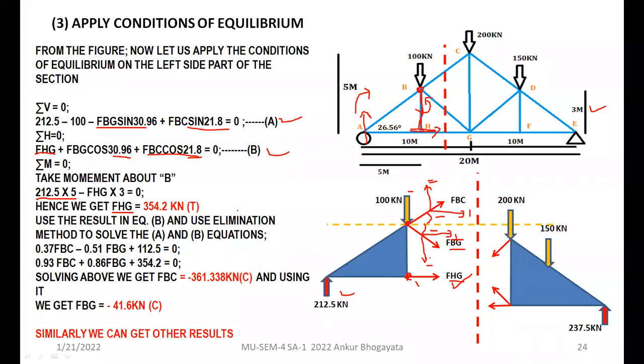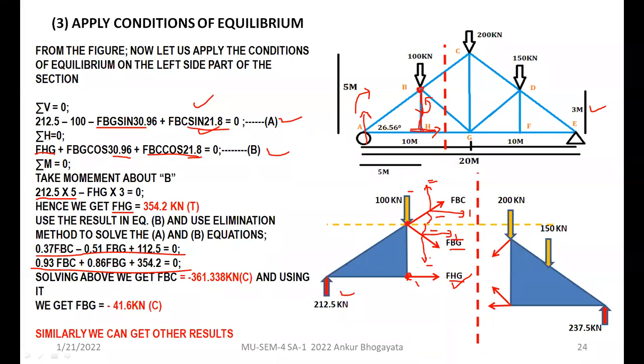But FHG will again not solve our direct purpose of calculating the value of FBG. So in this case, we have to use the result in equation B, and that will simplify this portion and convert this FHG into numerical data. Then you have to use the method of elimination to solve these two equations parallelly. I have shown all the calculations over here, and by method of elimination, you can eliminate whatever is the desired value.